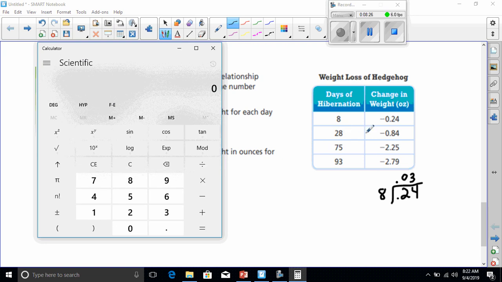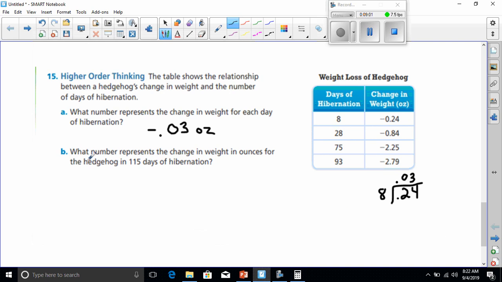First of all, we've got 0.84 divided by 28. That gives us 0.03. That checks out good. Next, we got 2.25 divided by 75. That also gives us 0.03. And the last one is 2.79 divided by 93. That also gives us 0.03, so we can make that claim just fine. Now that we know that, let's go on to B.